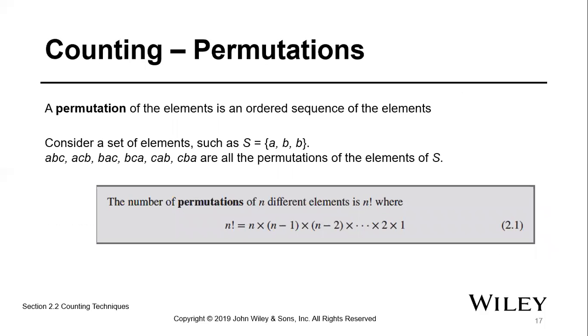So a permutation of elements is an ordered sequence of the elements. So we have a sample space of A, B, and C. ABC, ACB, BAC, BCA, CAB, CBA are all the possible permutations of the elements. What orders can you get things in for it to be an expression of all possible outcomes? So the number of permutations is equal to n factorial, which is n times n minus 1 times n minus 2 until you get down to 1.